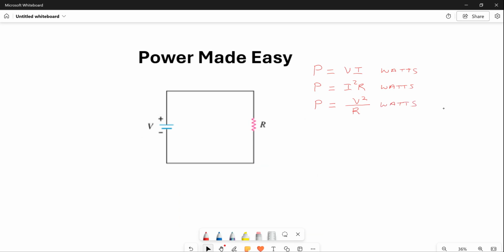So when would you use the first equation? When would you use the second equation? When would you use the third equation? Well, the first equation when you know voltage and current. The second equation when you know current and resistance, and the last equation is when you know the voltage and the resistance. So there's your three power equations. So let's see how the passive sign convention helps you.